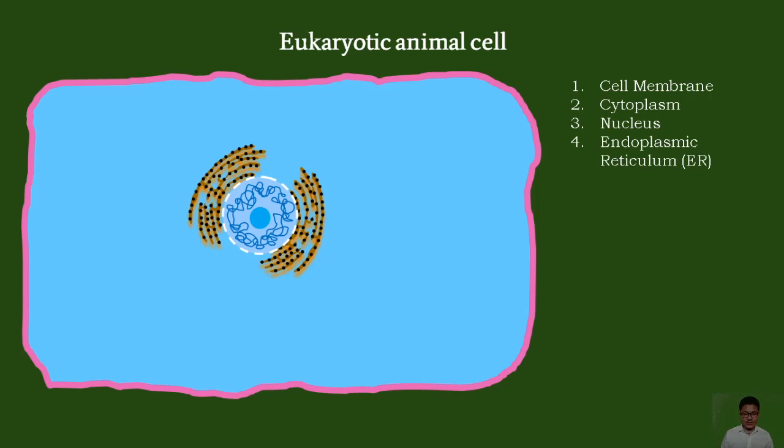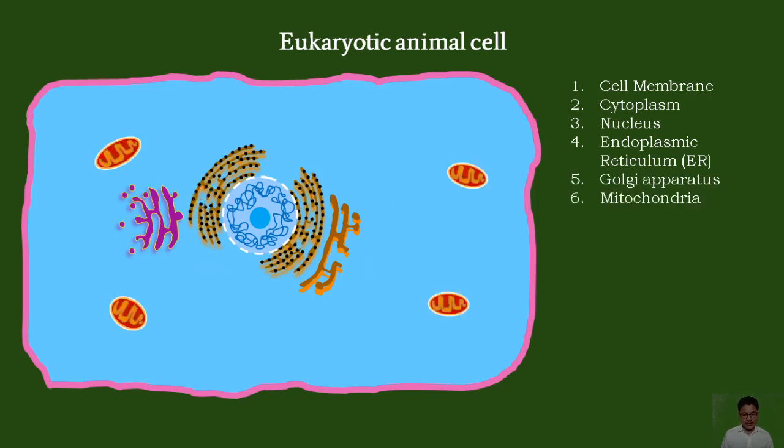Endoplasmic reticulum which have ribosomes are known as rough endoplasmic reticulum. Endoplasmic reticulum which do not have ribosomes on it are usually called smooth endoplasmic reticulum. We have Golgi apparatus, or Golgi body. We also have mitochondria, the source of energy. We also have lysosomes. Lysosomes are suicidal bags.